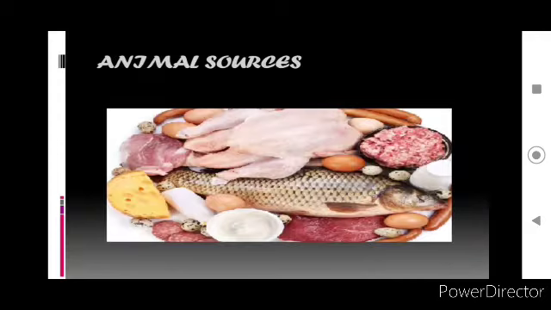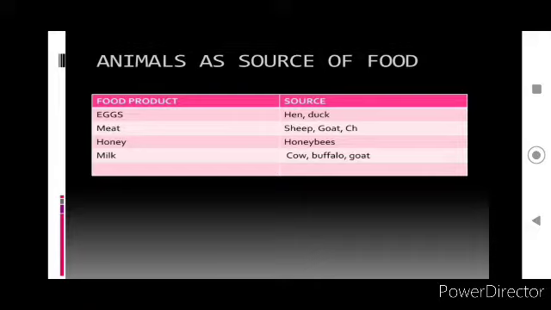Here you can see a clear picture of what all we get from the animals. Meat, you can see the fish picture, and also milk and eggs. All these are the animal sources which we eat as food. You can see this table, children. Generally we get eggs from the hen and duck. We eat the meat of sheep, goat, and hen. Honey we get from honey bees, and honey bees are reared for getting honey from them. And milk, we drink the milk of cow, buffalo, and also goat. Even in some hilly places, yak's milk is taken as a source of food.